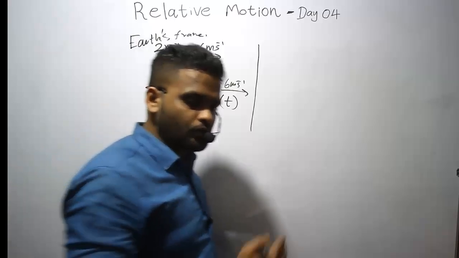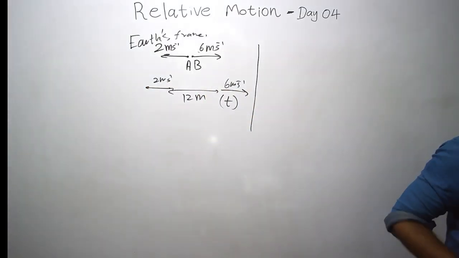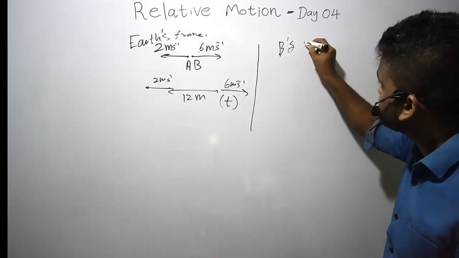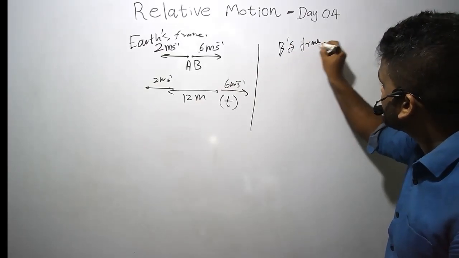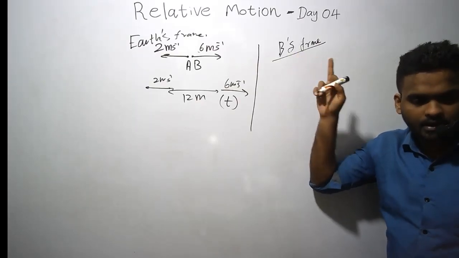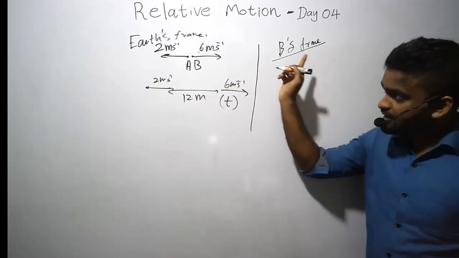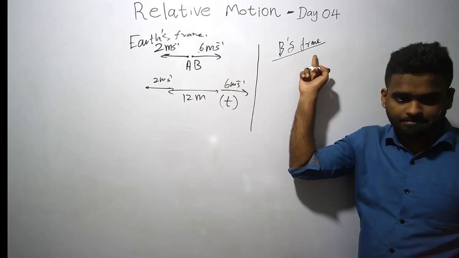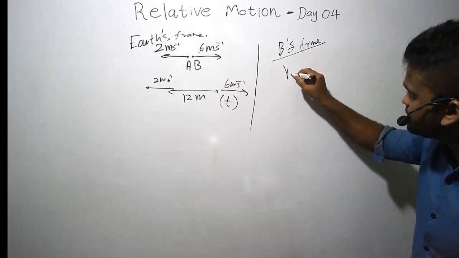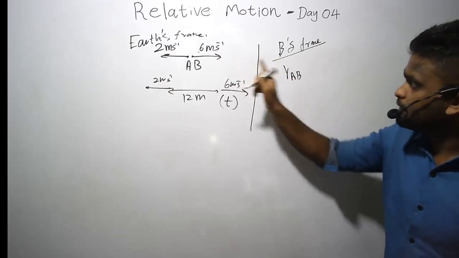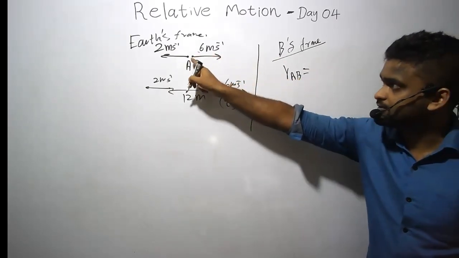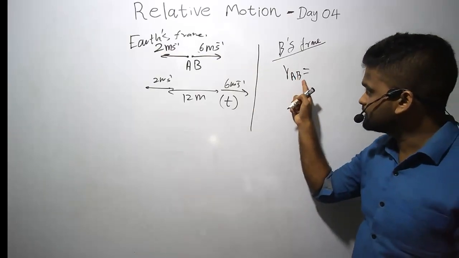Therefore, I am going to go to a different frame. Different frame, right? I am going to move to B's frame. So when you are on B's frame, everything in B's frame should be relative to B. Okay? So first you have to find the velocity of A relative to B. So what do you get for the velocity of A relative to B?